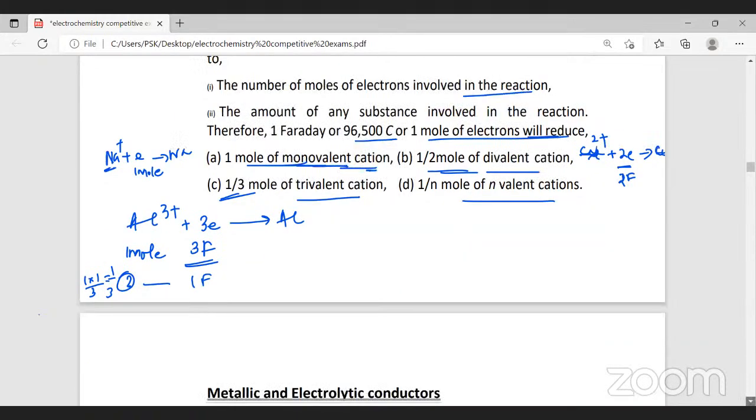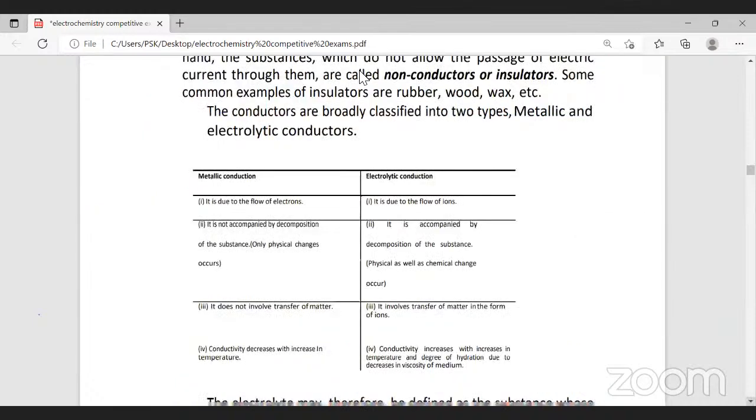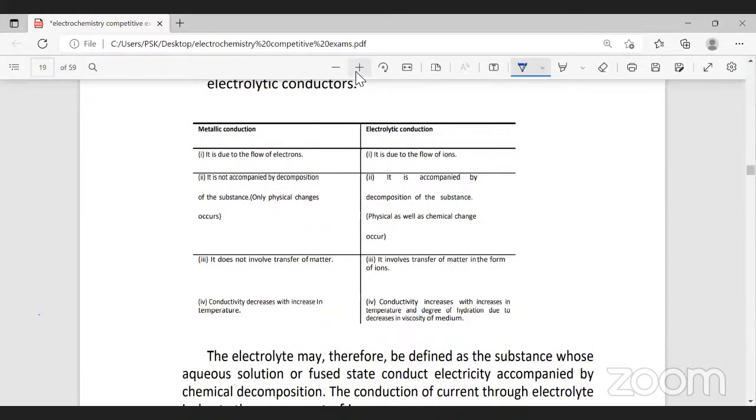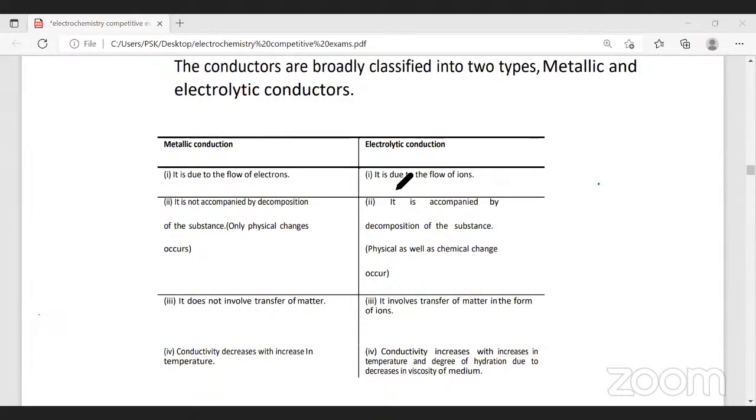Understood this? Yes, sir. Understood or not? Where? Only you are there. Dhanlakshmi is not there. Sir, I'm there, sir. Okay. Did you understand the previous problem? Yes, sir. Now we'll finish up with this.